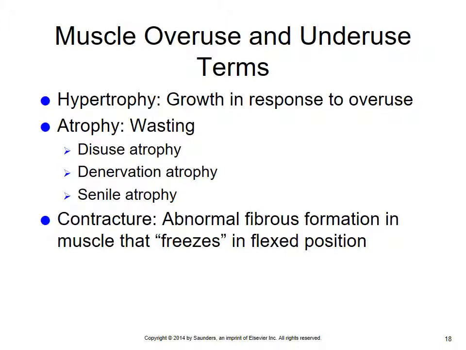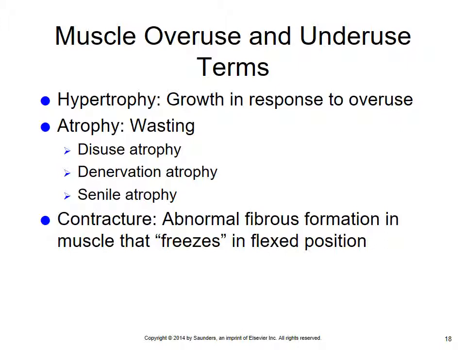The next is atrophy, or wasting, and there are several types of atrophy listed there. Factors that can contribute to atrophy include disuse and poor innervation.